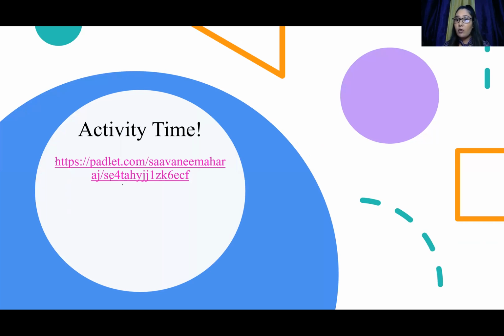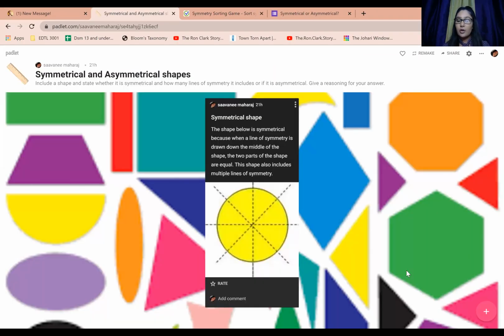Now we have a little activity. I've created a Padlet forum for you all. I'm going to share my screen now and show you all the Padlet forum. Okay. You all are going to create a post where you upload a picture of a shape, or you can draw a shape. State whether the shape is symmetrical or asymmetrical. If the shape is symmetrical, state how many lines the shape has, and depending on if the shape is symmetrical or asymmetrical, state why you think it is, whatever you choose the shape to be.